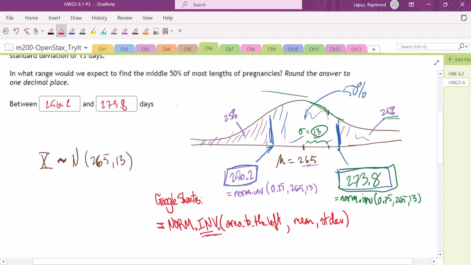In the calculator, I think it's called inverse norm or INV norm, but you can look that up.